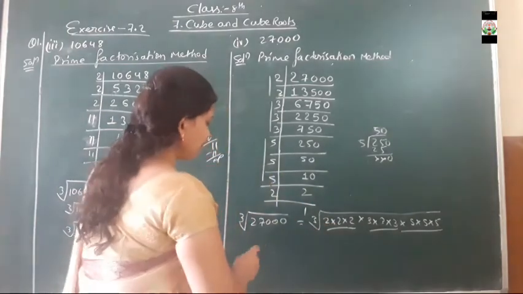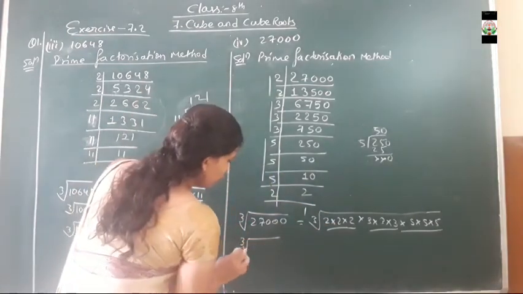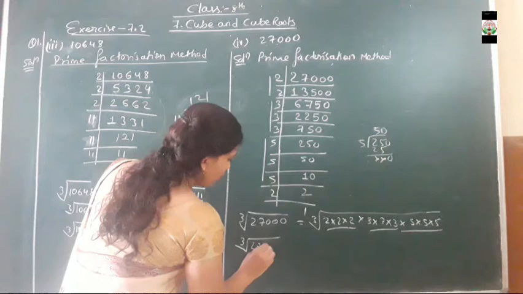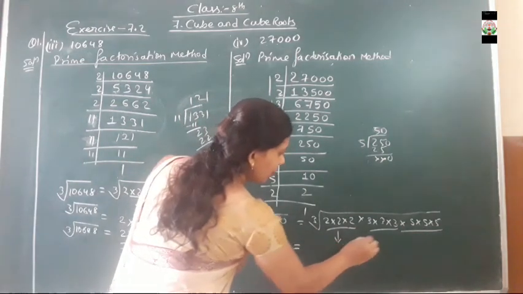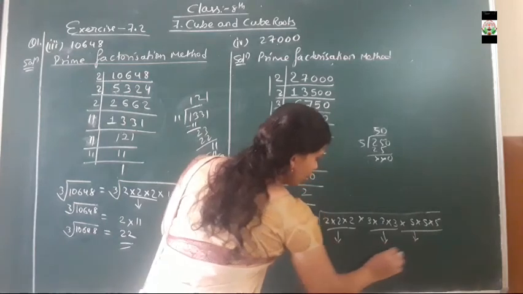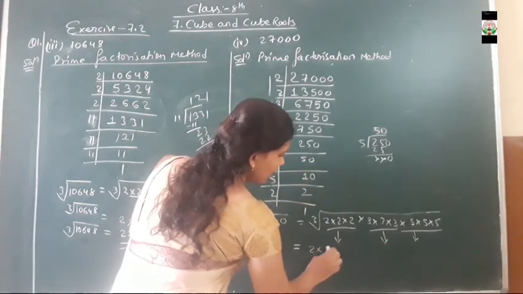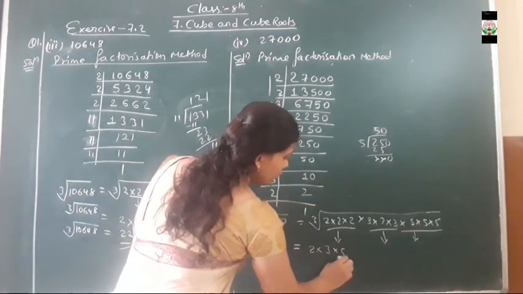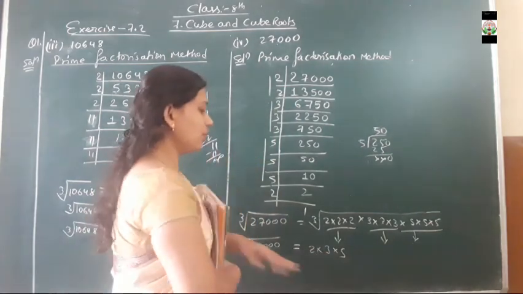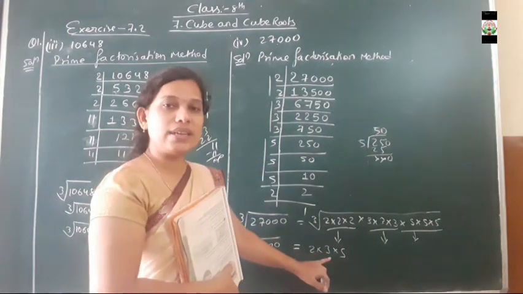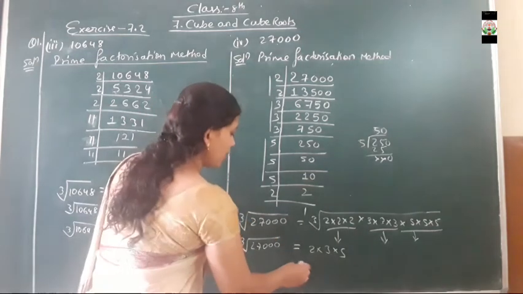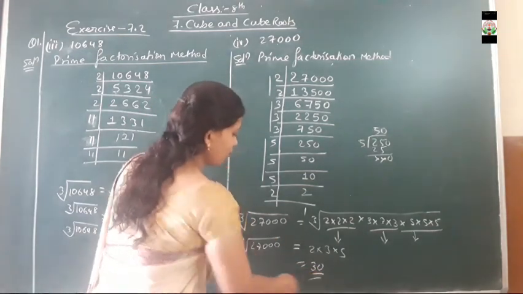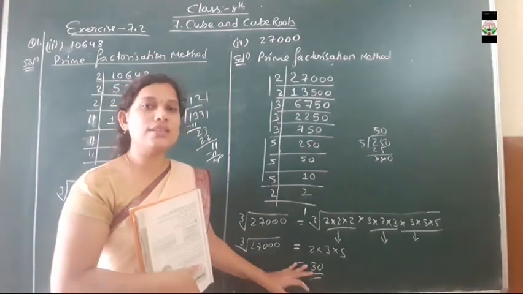Okay, now since we have found the cube root of 27, all the factors are found. So here 1 of the 2 among the triplets comes outside, 1 of the 3 comes outside, 1 of the 5 comes outside. So 2 3s are 6, 6 into 5 is 30. So the required answer is, the cube root of 27,000 is 30.